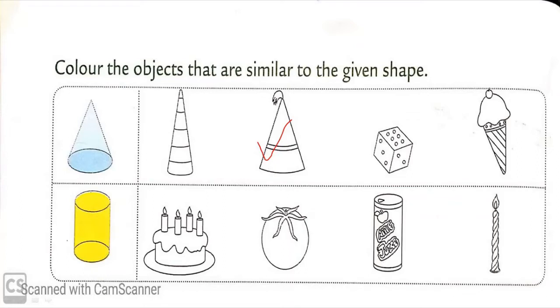Now, which shape is this? This is a cylinder. Find out the similar shape object. Which one is it? Look, this is the birthday cake. Are these both the same? No. This is an orange. Are these both the same? Nope. This is the juice can. Which shape is this? Yes, this is the cylinder. This looks like the same shape as the given shape. Okay.